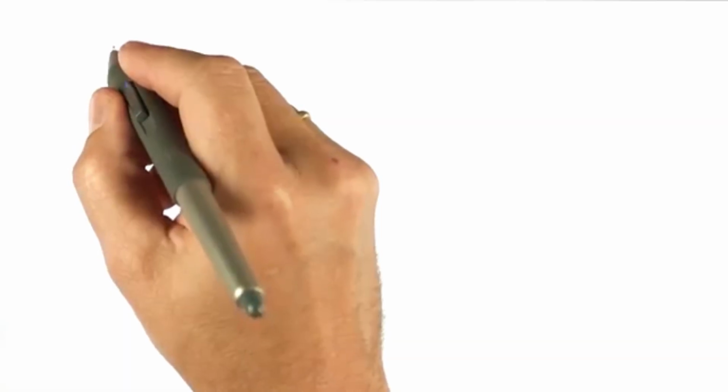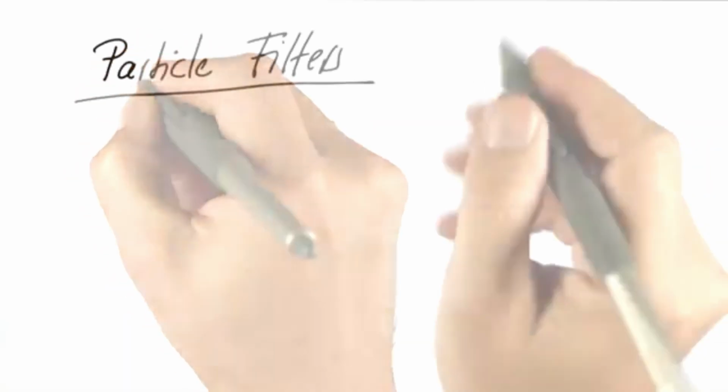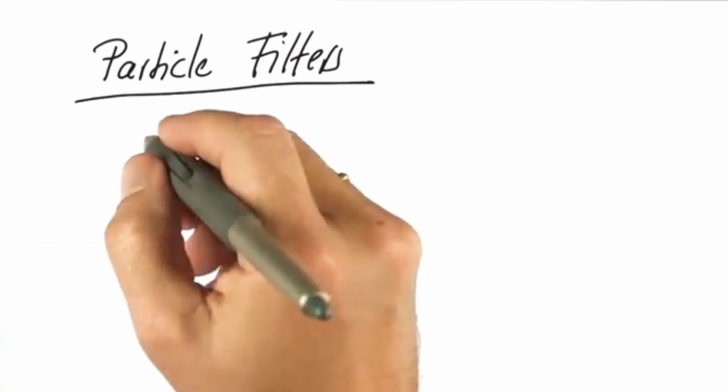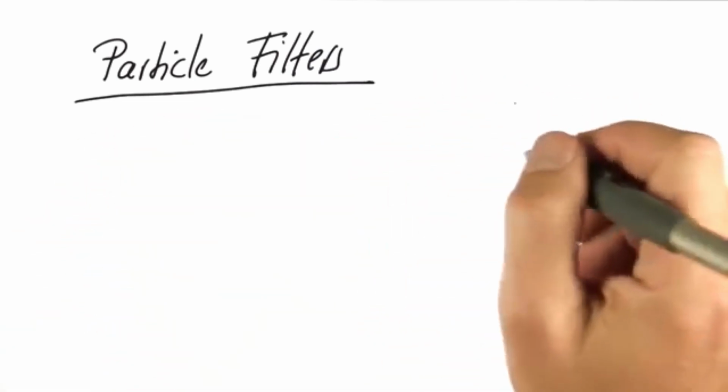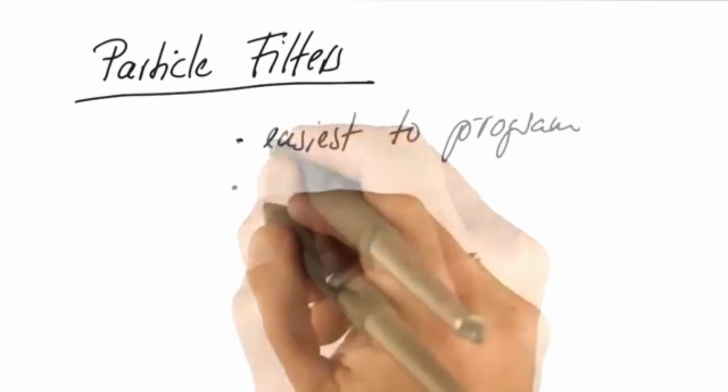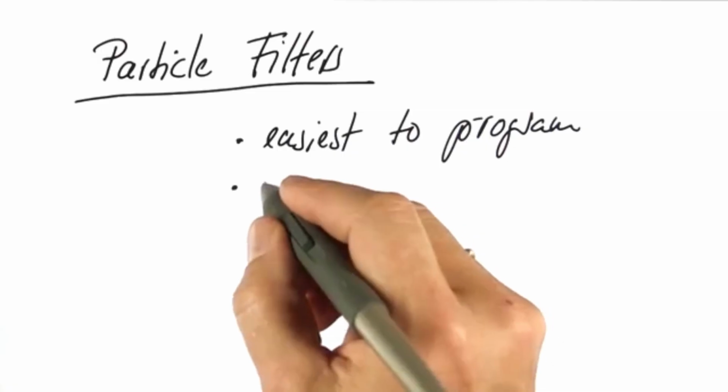So in this class, we will learn about particle filters. In our sequence of algorithms for estimating the state of a system, this is the third one. And in many ways, it's the best one. It's the easiest to program, and in most ways is the most flexible.